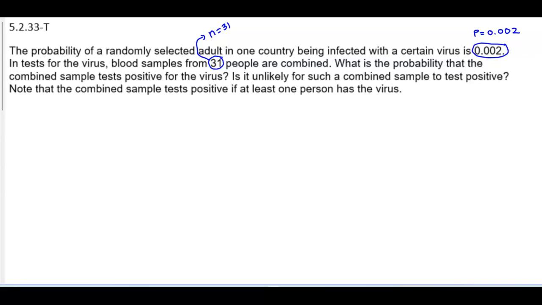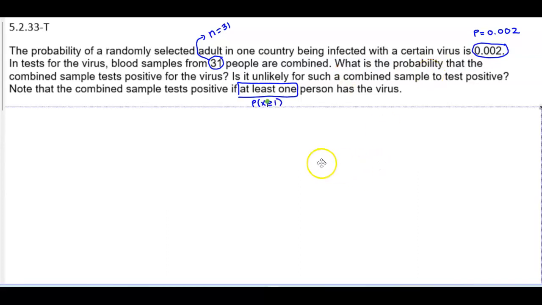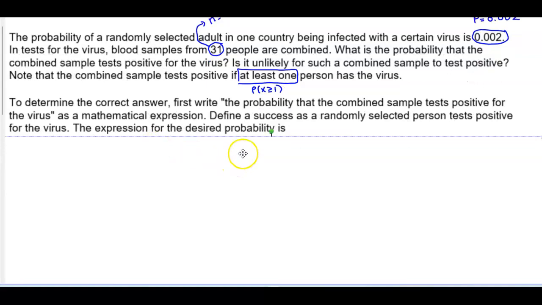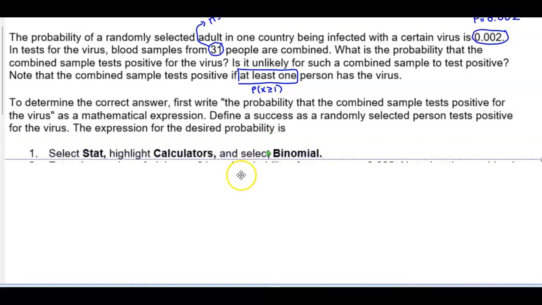And then down here it says the combined sample tests positive if at least one person has the virus. So recall that at least one is the same thing as X being greater than or equal to 1. To determine the correct answer, we need to first write the probability that the combined sample tests positive for the virus as a mathematical expression. So we define a success as a randomly selected person tests positive for the virus. So the expression for the desired probability is the following.